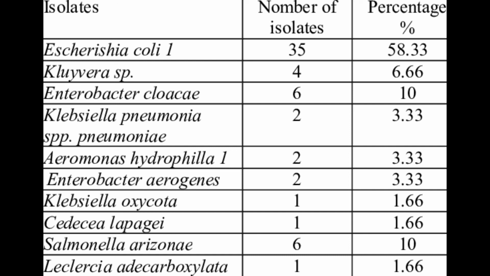Then we have the genus Hafnia. There are Hafnia alvei, formerly Enterobacter hafniae. Indole is negative, citrate is negative, and urease is negative. Lysine and ornithine decarboxylase are positive. There are more positive results at 25 degrees.